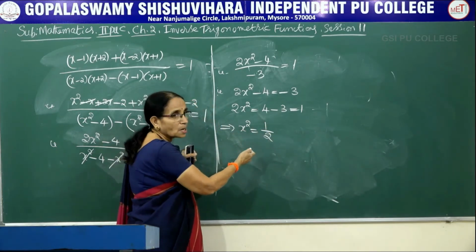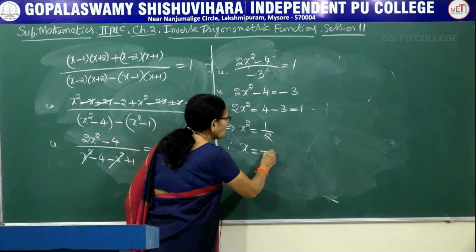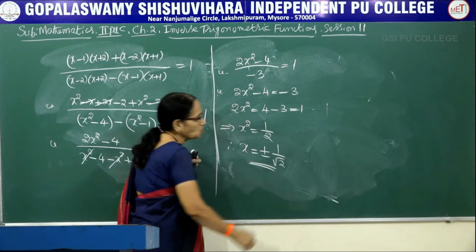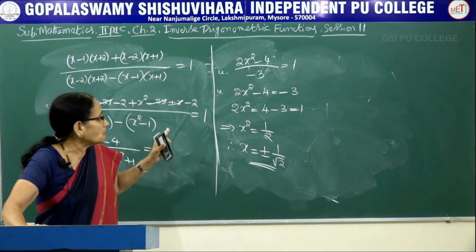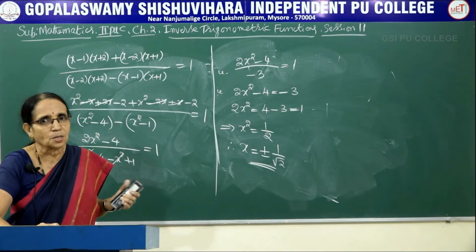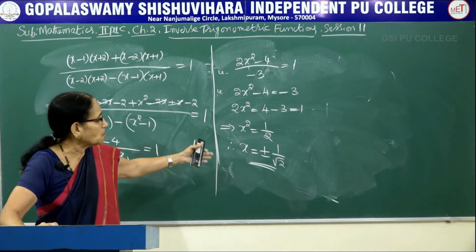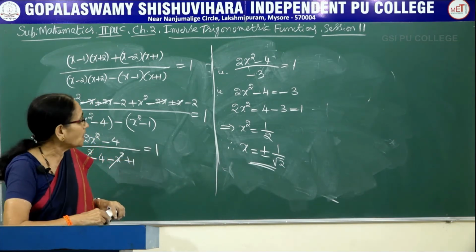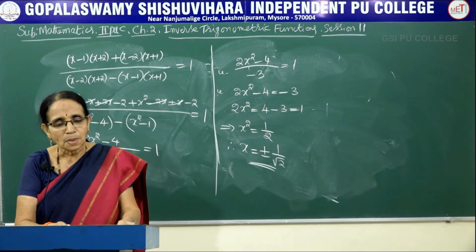Now we have got a quadratic equation, therefore there are two values of x. How do you find it? It is plus or minus 1 by square root of 2. These are the two values. So in this problem also we got a quadratic equation, as in the previous problem. We got two values, numerically the same but of different signs. One is plus 1 over square root of 2, the other is minus 1 over square root of 2.